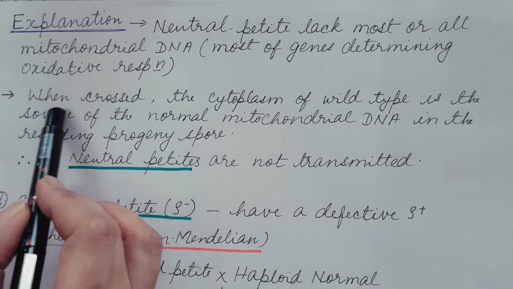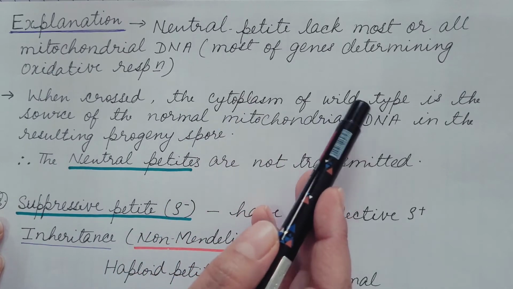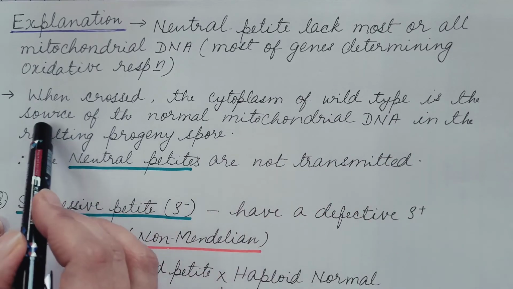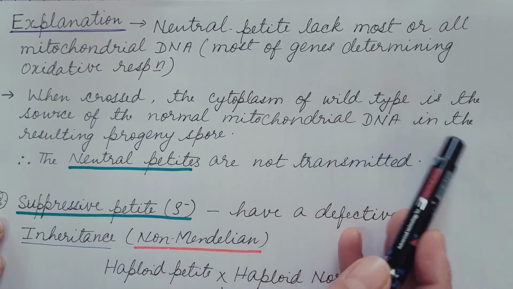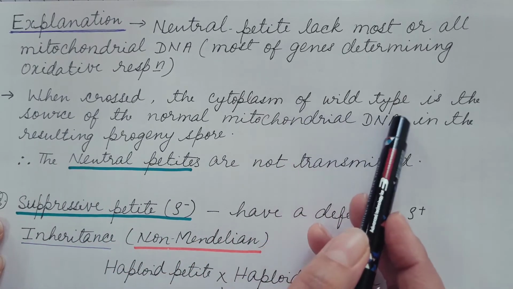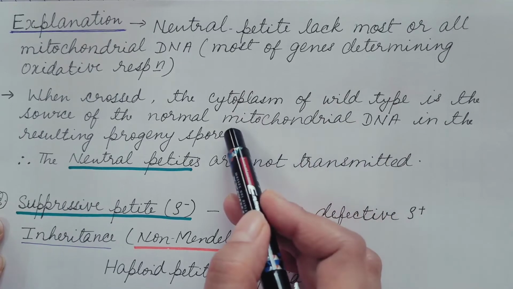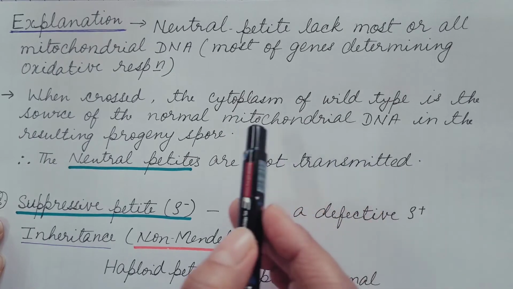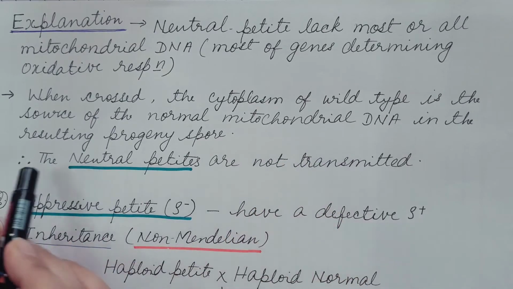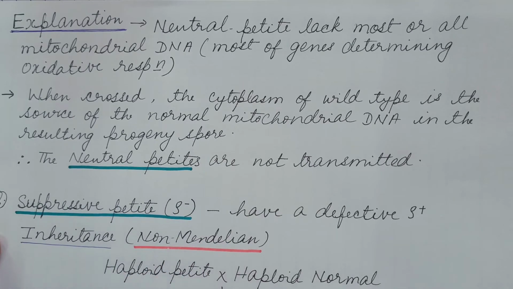petite. So when this neutral petite is crossed with the wild type, then the cytoplasm of the wild type is the source of the normal mitochondrial DNA in the resulting progeny spore, because the cytoplasm of the wild type has the normal mitochondria, hence normal mitochondrial DNA. So the progeny which we get are all normal. Therefore, we can say that neutral petites are not transmitted.